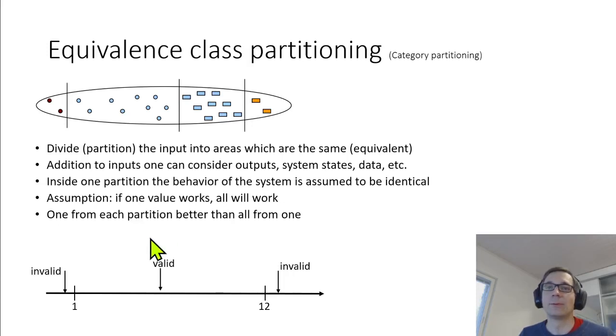Looking at it from a practical perspective, we could consider values from 1 to 12. Now this would represent the month in a calendar system. So we could say that we have valid numbers which are 1 to 12, and then we have invalids that are larger than 12 or smaller than 1.